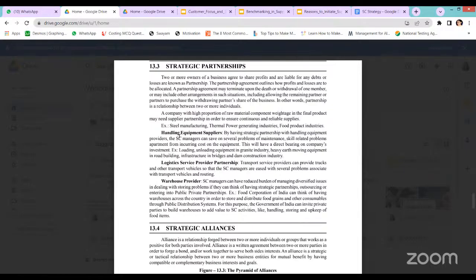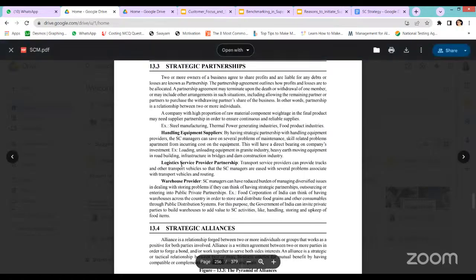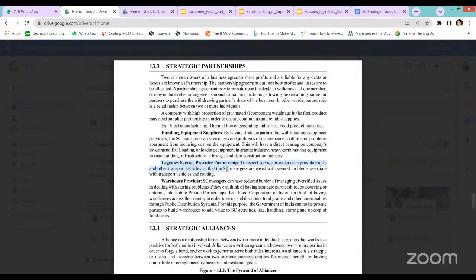Okay, and handling equipment suppliers: the SC managers can also enter into strategic partnerships with handling equipment providers, and logistics service provider partnerships, transport service providers. It's not only that the firm gets raw materials without any disturbance. It's also important that the logistics providers ensure that your final products reach your final consumer without any interruption. So there involves your logistics service provider, transport service providers, right?